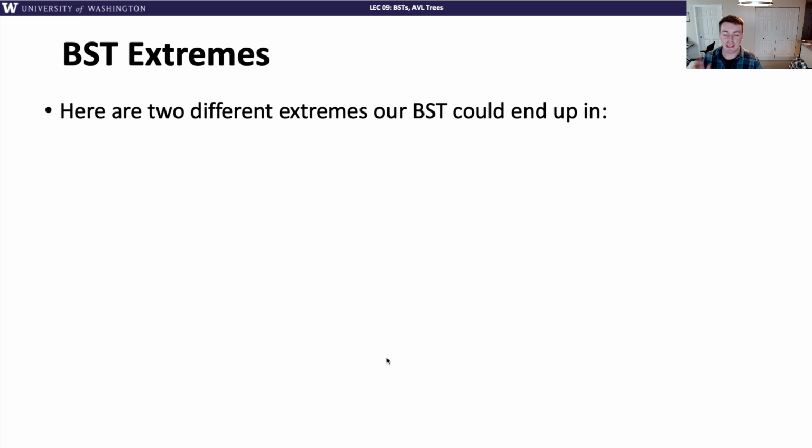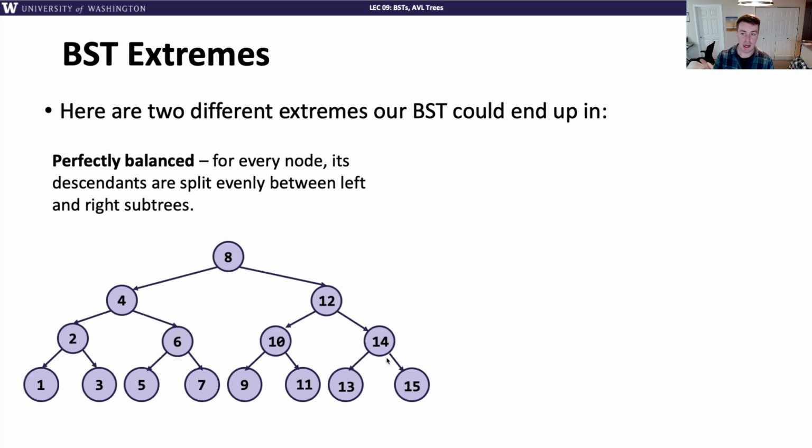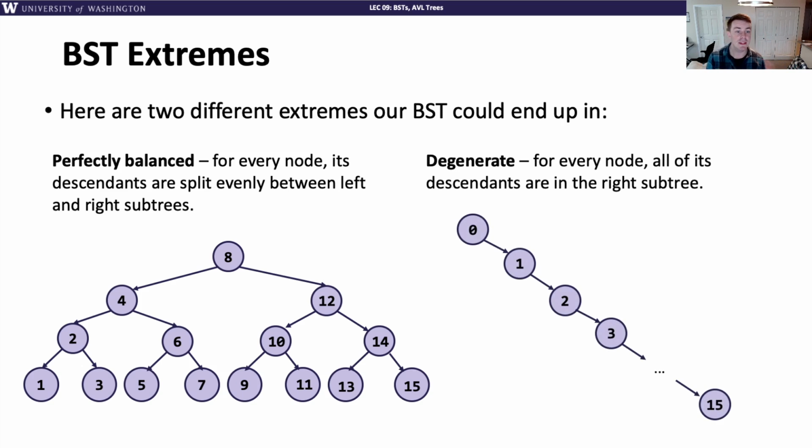So considering our two different extremes here, this very perfectly balanced complete tree where every node has 2 children up into the leaf nodes, this is a perfectly balanced tree. Everything is right in the world. And in this worst case, we have this degenerate tree where all of the nodes are just in the right subtree.